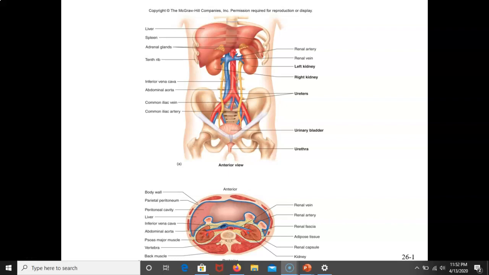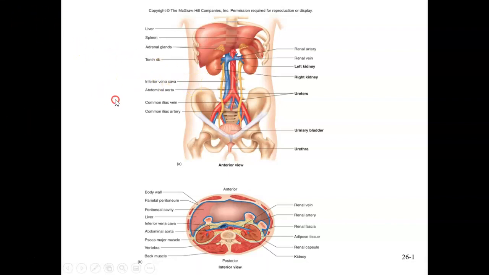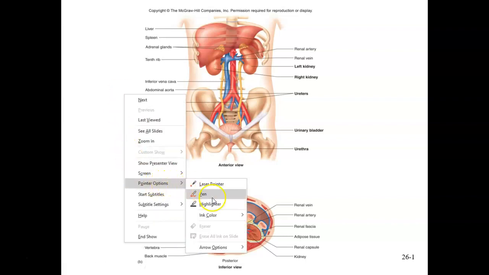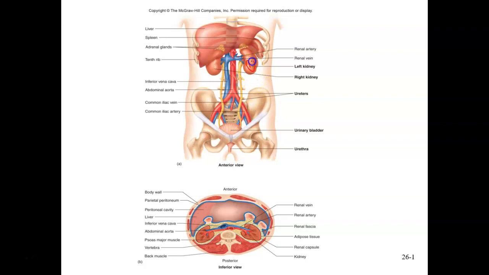So today we're going to be starting with the urinary system. When we think about the urinary system, that includes the kidneys. Here's a kidney, and here's a kidney, along with the ureter, which is this here, and the ureter, this here. The ureters are going to carry urine down into the urinary bladder.